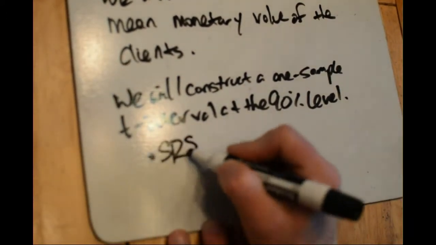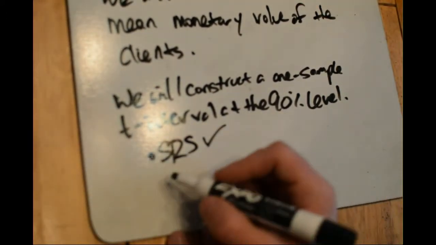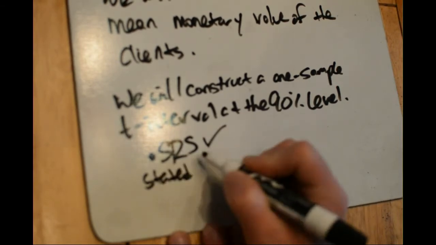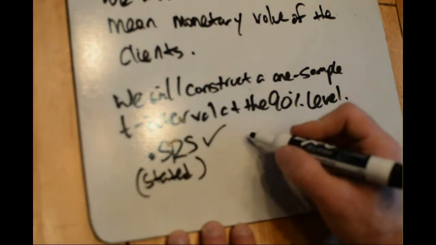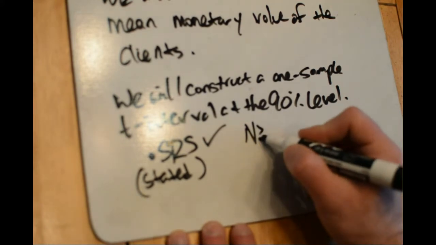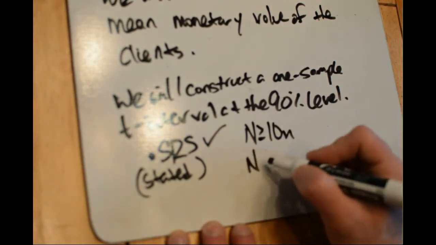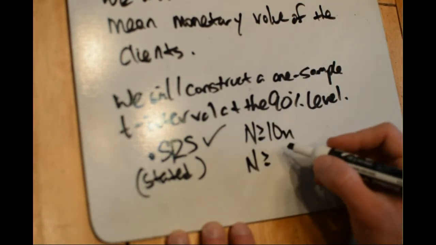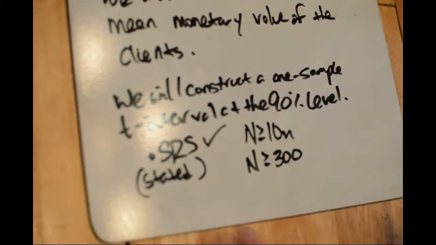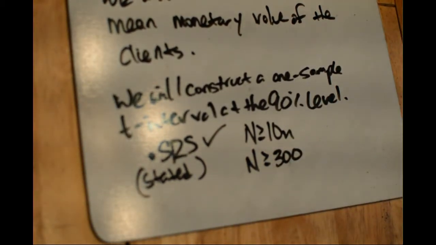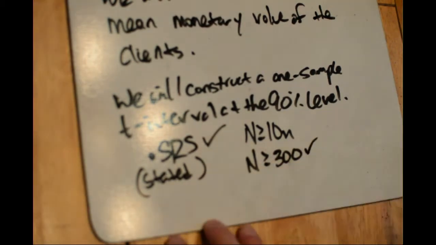We need an SRS. It's stated in the problem as being an SRS. Might as well mark down that it's stated as such. We need independence, so we need the population to be sufficiently large. So the population has to be more than, they took a sample of 30, so it has to be more than 300. And we were told in the problem that the population is more than 600, so that's met.